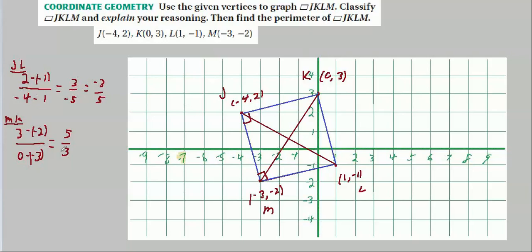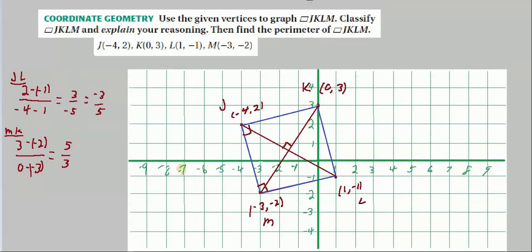So we have negative reciprocals, which means these two diagonals intersect at 90 degrees. So we have a rhombus, at least. But these are all 90-degree angles, which means we have more than a rhombus. We have a square. Well, that's about it.